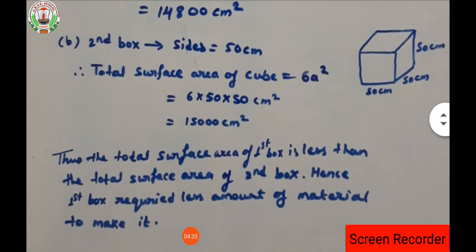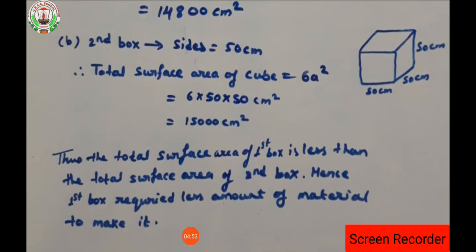Since the box is in the form of a cube, we are going to use the formula: total surface area of a cube is equal to 6a². Here a is the side, which is given as 50. So 6 into 50² centimeter square will be 15,000 centimeter square.